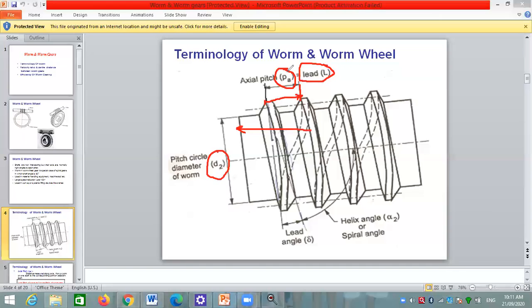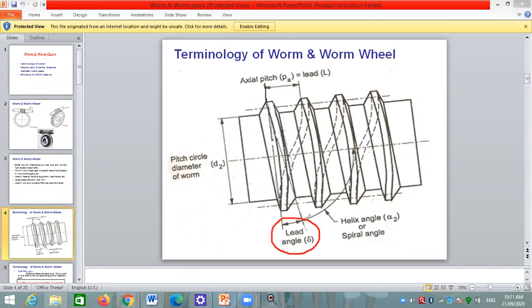For a single start, the lead is equal to the axial pitch. If there is a two start screw or two start worm, then lead is equal to 2 into axial pitch. If there is a three start worm, then lead is equal to 3 into axial pitch. This is the relation between the axial pitch and the lead. Okay.